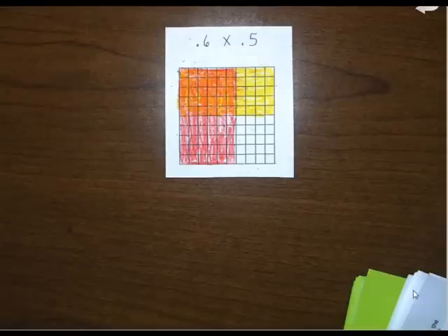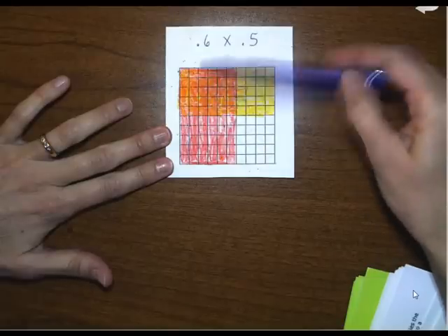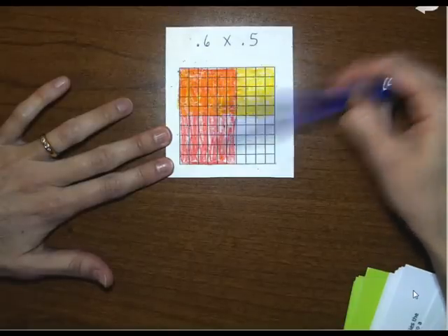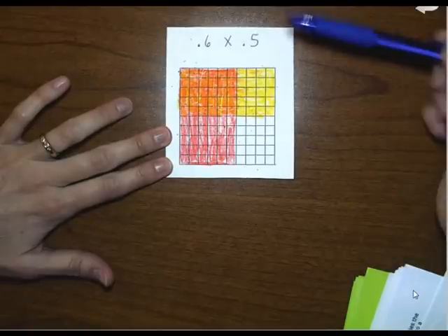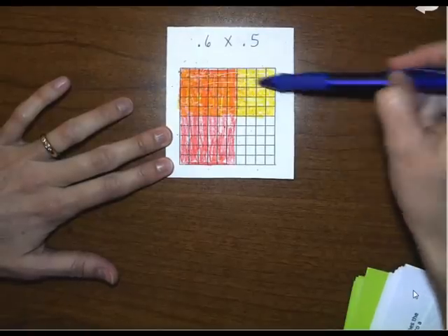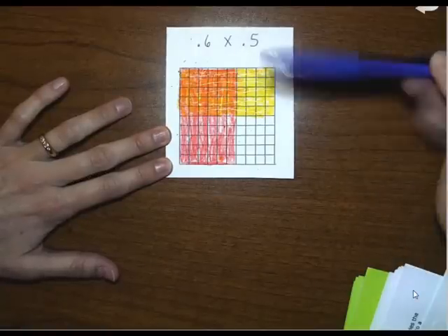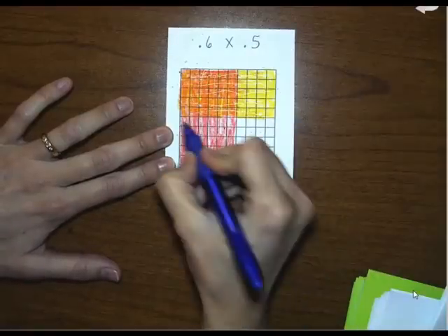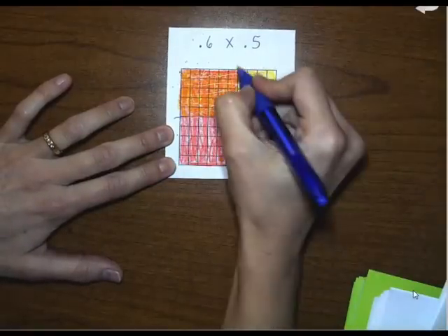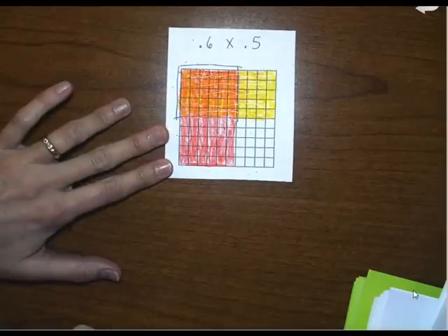When I multiply 6/10 times 5/10, I started by coloring vertically 6/10. So you'll see that in red. Then I colored with yellow, I colored the 5/10 going horizontally. So there's my 5/10 all the way across. The area, again, where my product is, is where the two overlap. So I've got a bunch of hundredths in here that I need to count out.